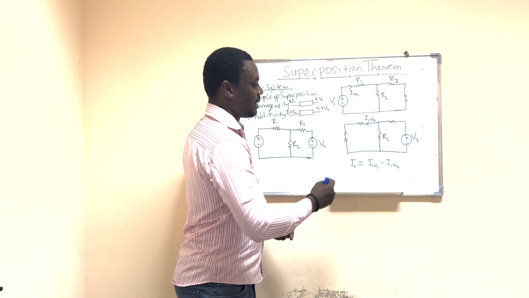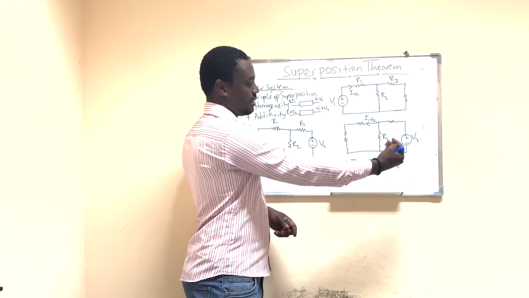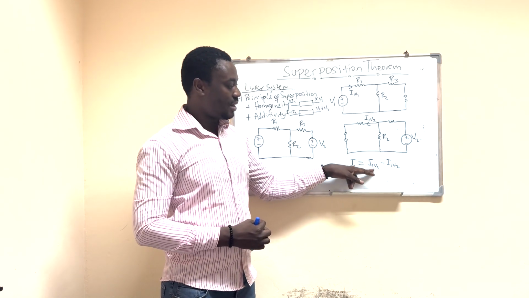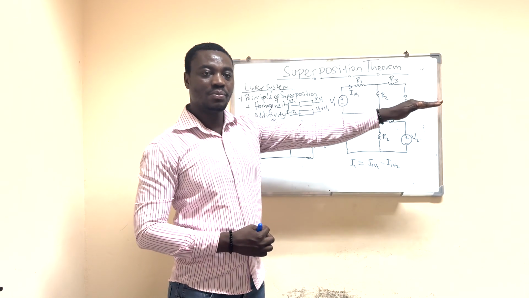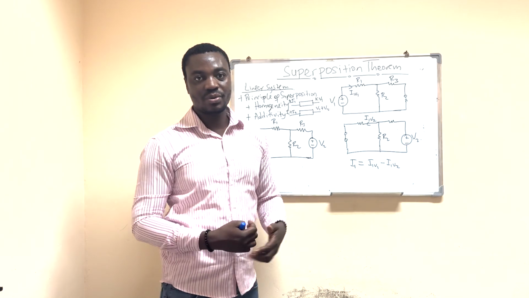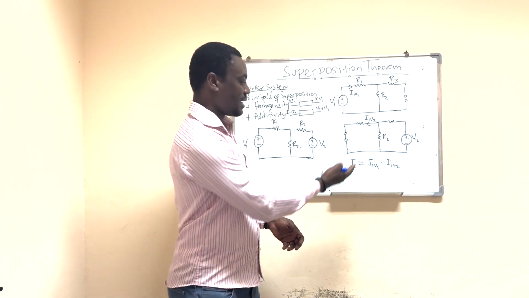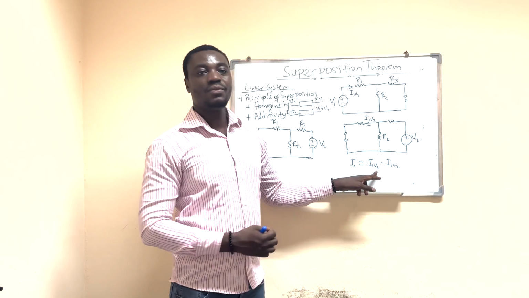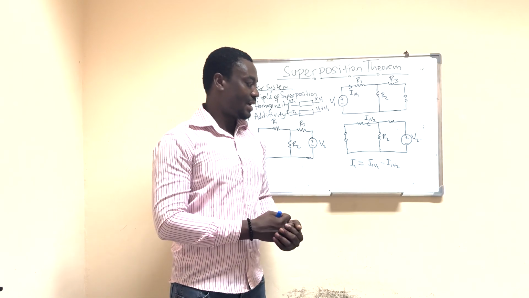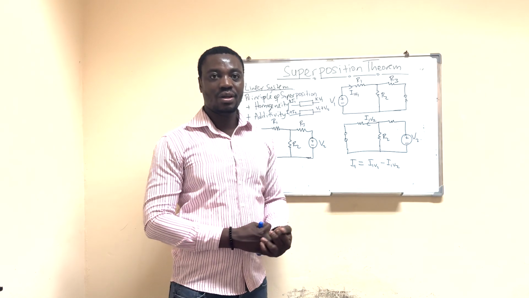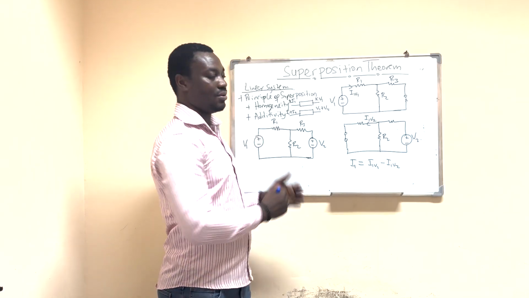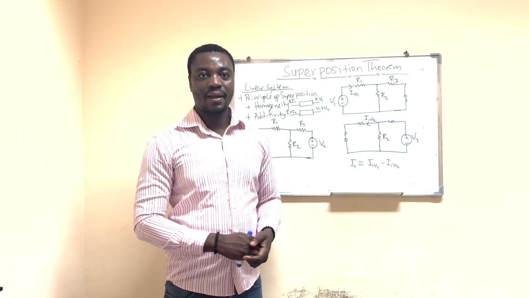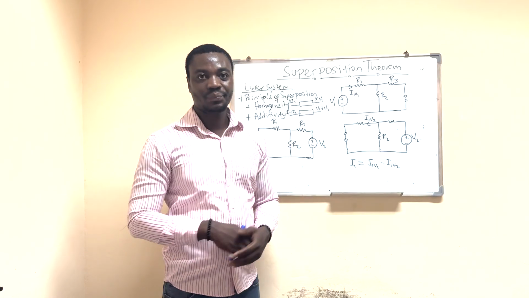And then when you come to the second current here, it's opposite that of I1. So that means we can take this direction to be positive. If the other current is opposite, then that becomes negative. So the algebraic sum here will be I1 due to V1 acting alone minus I1 due to V2 acting alone. That will give us the current passing through the resistor R1. So this is how you apply superposition theorem.